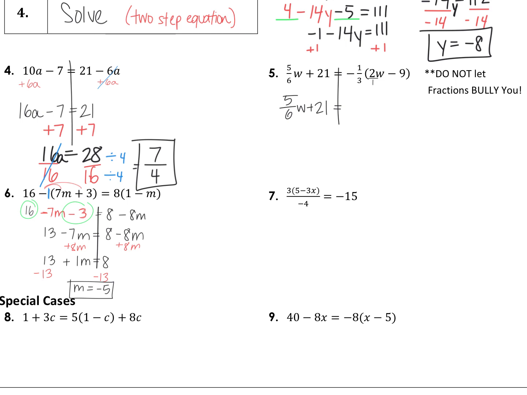Again, you're welcome to use a calculator. I'm sorry, you can't even see that. It's because I zoomed in so much. Negative 2/3 w. You can use a calculator if you need to, but if you can do it without a calculator, that would be better. And then what's 1/3 of 9? 3, yeah. So it's negative times a negative, so plus 3.